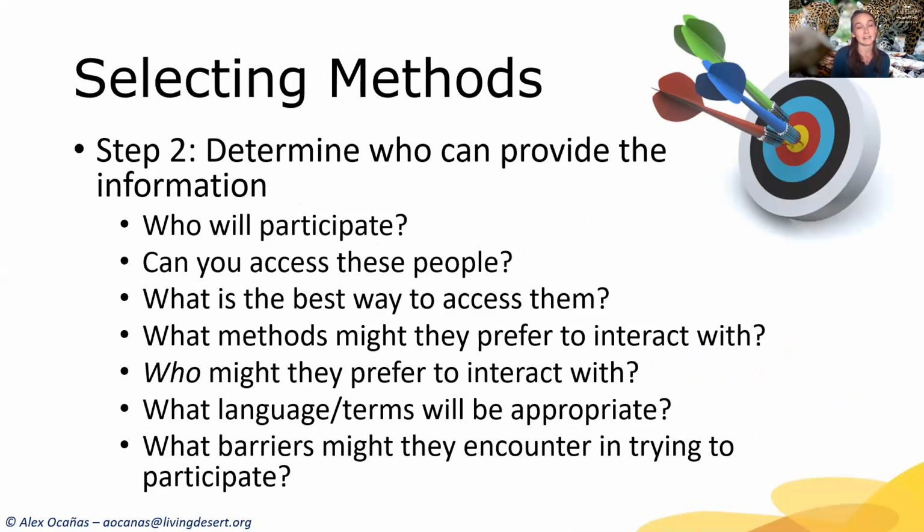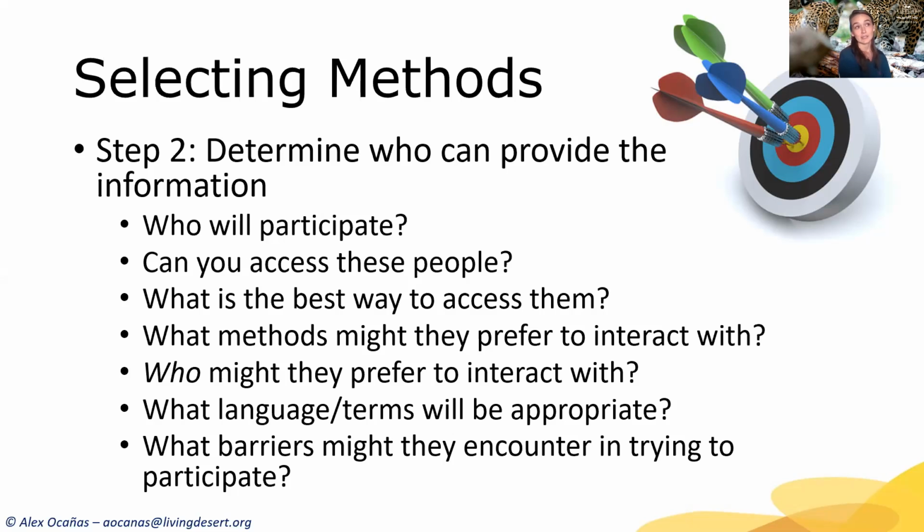We saw a very clear example with the card sorts. If they can't read, then you're going to have to use a very specific method. Or maybe they might not want to sit down for an hour and a half interview. It depends. So what's the best way to interact with these people? And then also, who might they prefer to interact with?